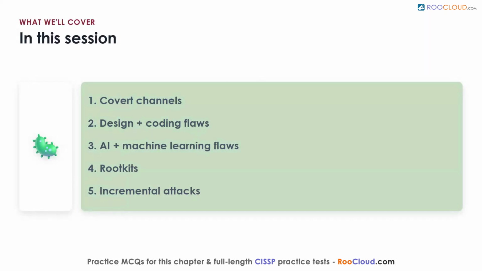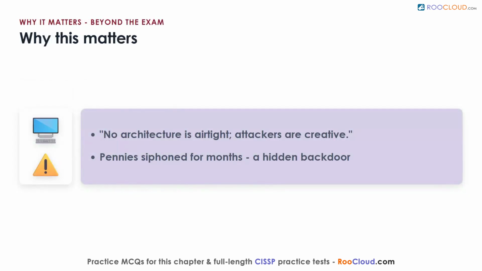In this session, we'll cover the common ways a security architecture gets undermined. How does data escape through a channel nobody is watching? What happens when design and coding flaws leave doors ajar? Which new flaws arrive with AI and machine learning? How does a rootkit hide in plain sight? And how do slow, tiny attacks slip past you? Why does this matter beyond the exam? Because no architecture is ever perfectly secure, and attackers are relentlessly creative.